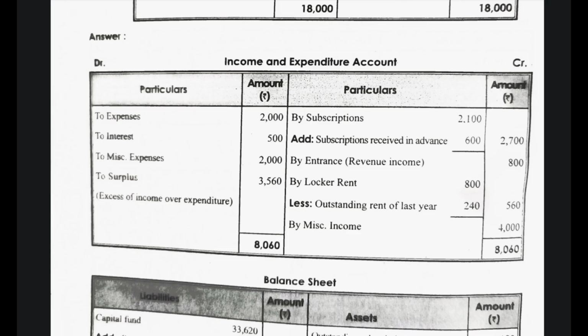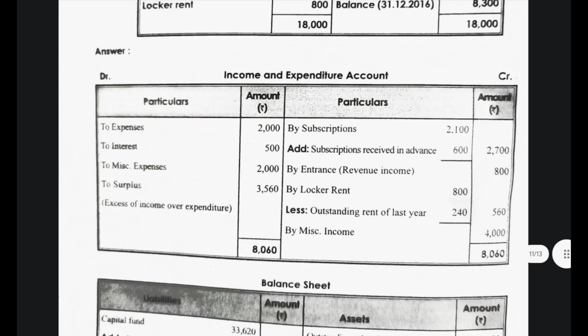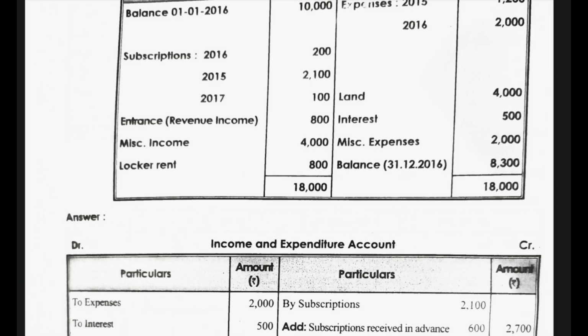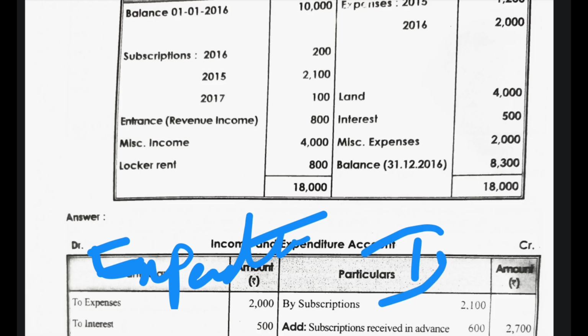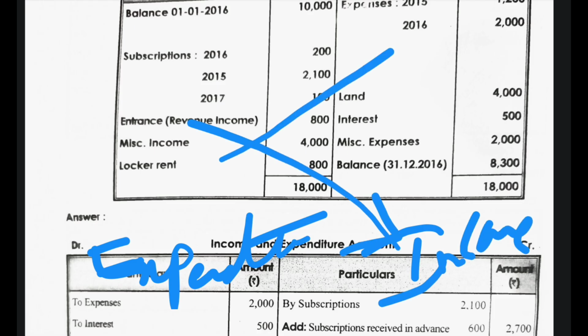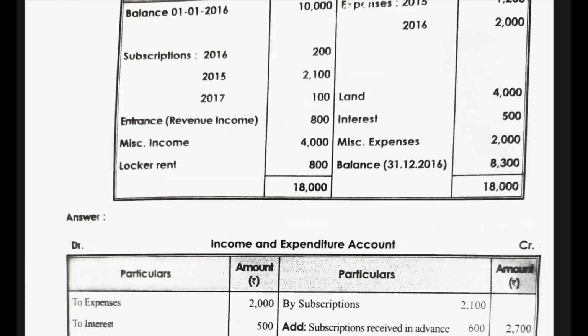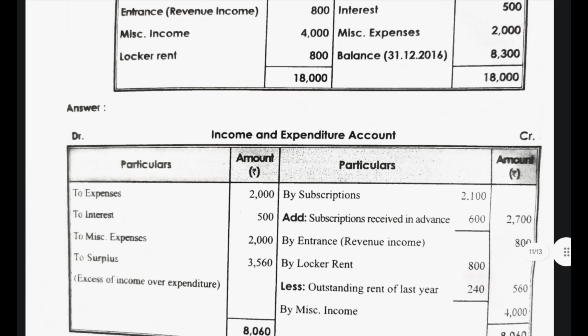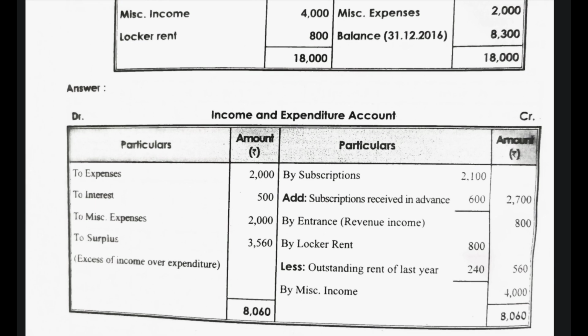Now come to the income and expenditure account. You have this side expenditure and this side income. In the particulars column you have to write expenditure on this side and income on this side. So receipts will come on the income side and these payments will come on the expenditure side. So it is clear now. From the receipt side we have taken subscription, entrance revenue, income if it is given. Capital, if it is given, we should ignore that. Locker rent we have taken, miscellaneous, four items.